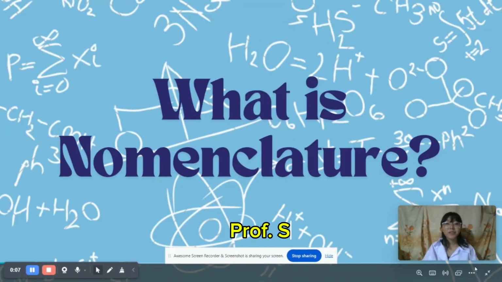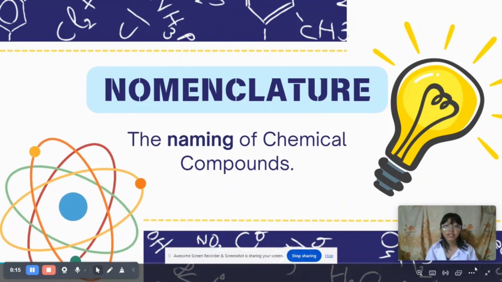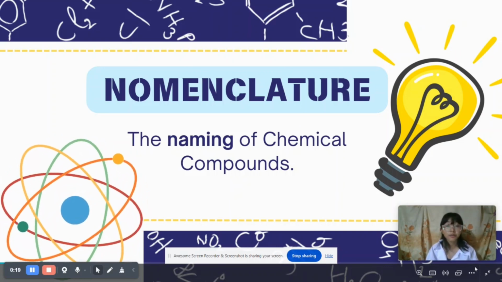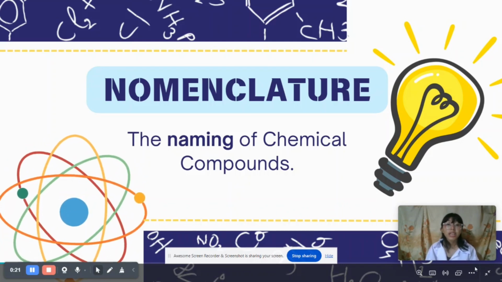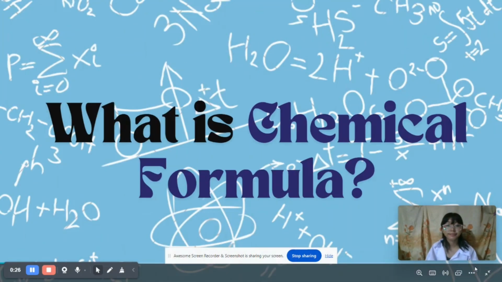Hi guys, our main topic is nomenclature, and I'm going to tell you what nomenclature is. Nomenclature is the naming of chemical compounds. Nomenclature is a set of rules to produce a systematic name for chemical compounds. Wait, what is a chemical formula?